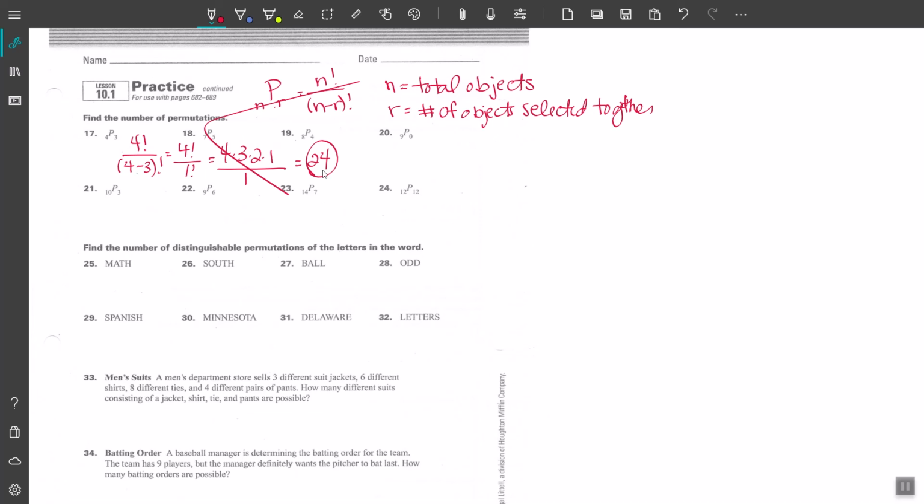Right? If we look at number 21, in this case we have 10 objects. We're going to select 3 at a time. So we follow the formula. 10 factorial goes on the top.